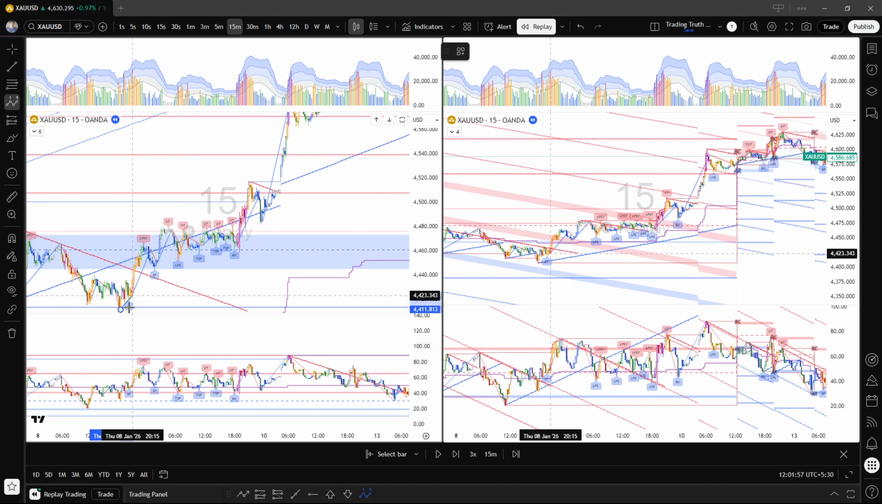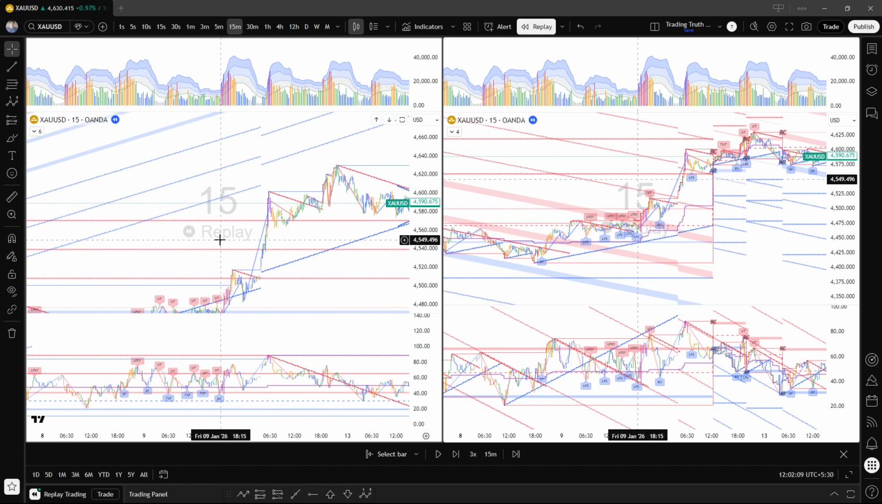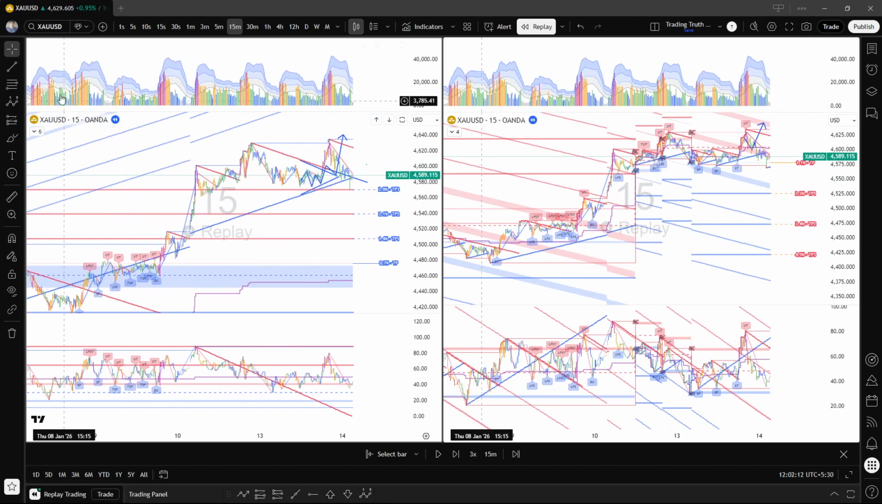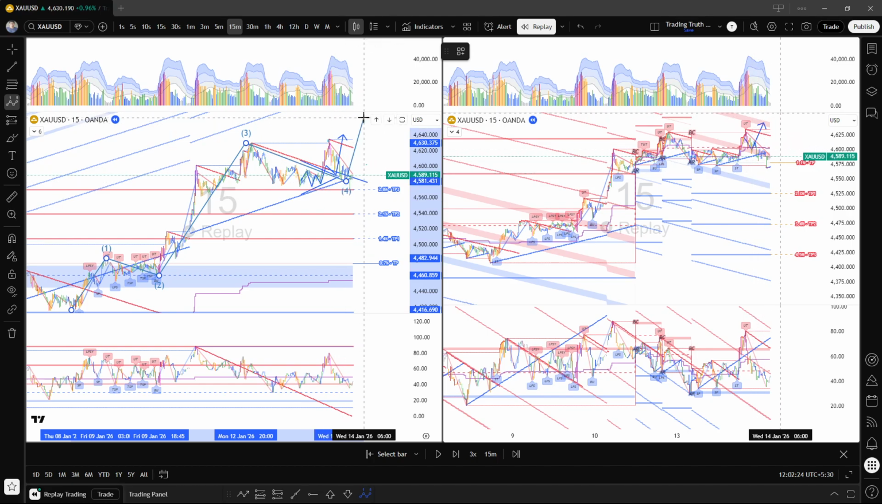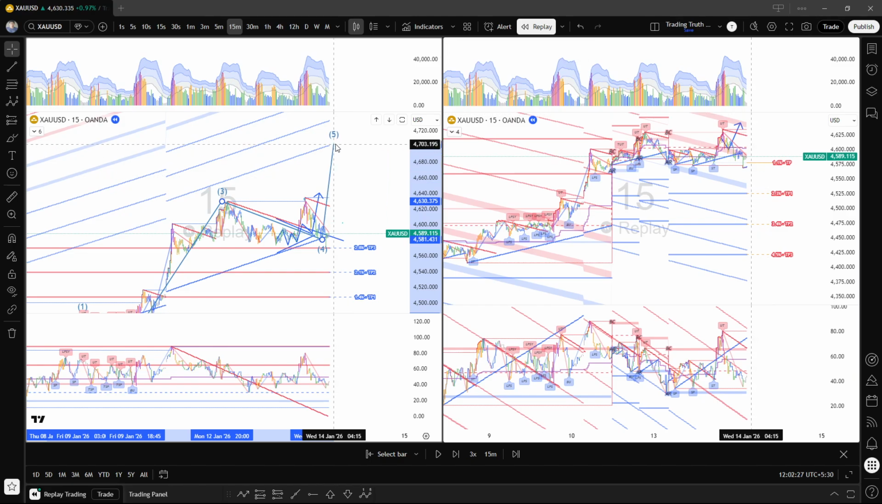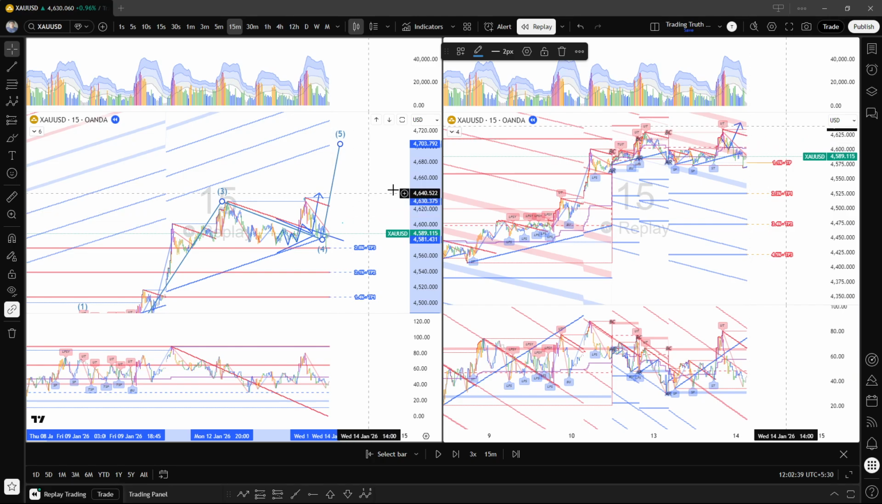So you see here, this was your 1 2 3 4 5. That's your impulse wave. That's your one. This is your two. Now the third wave is going to go up. Check this out. See, one, two, three. This is your third wave. Fourth. And now the fifth wave is going to come here. And this fifth wave might as well just go to this point. You see. And let me just enable drawing this syncing there as well.